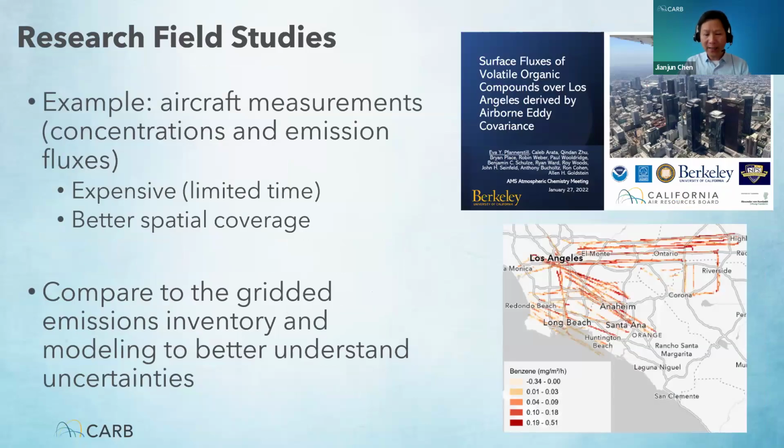This slide presents another example of using field studies to verify and understand PM2.5 and its precursors. CARB has funded various airborne field campaigns over the years, including the study shown here, which was conducted by UC Berkeley researchers to measure and quantify emission fluxes of PM2.5 and ozone precursors in the South Coast and San Joaquin Valley air basins.